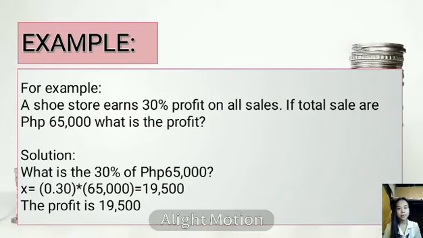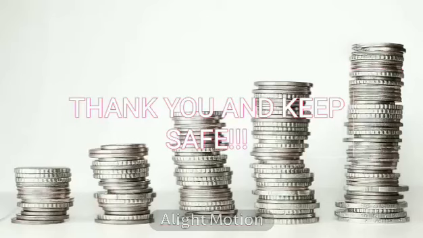0.30 times 65,000 is equal to 19,500. So the profit of the shoe store is 19,500.